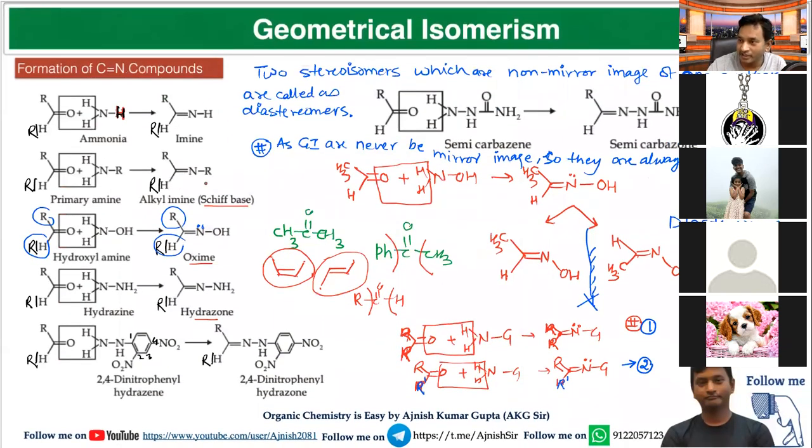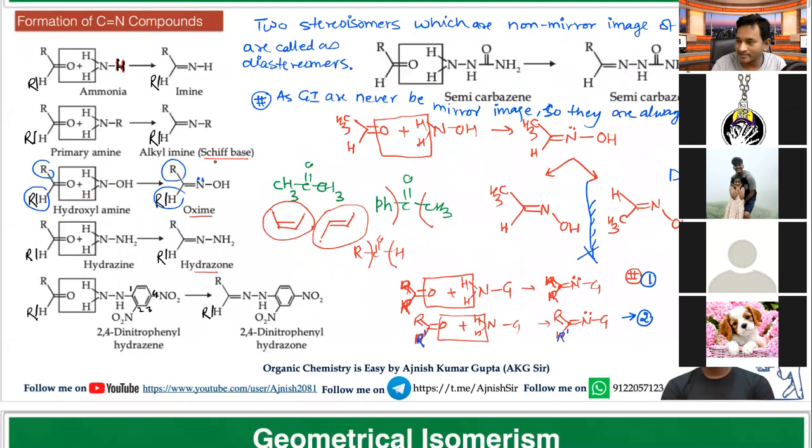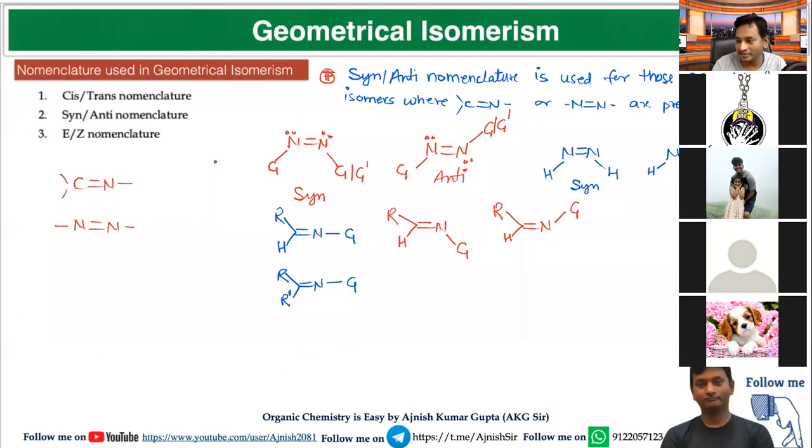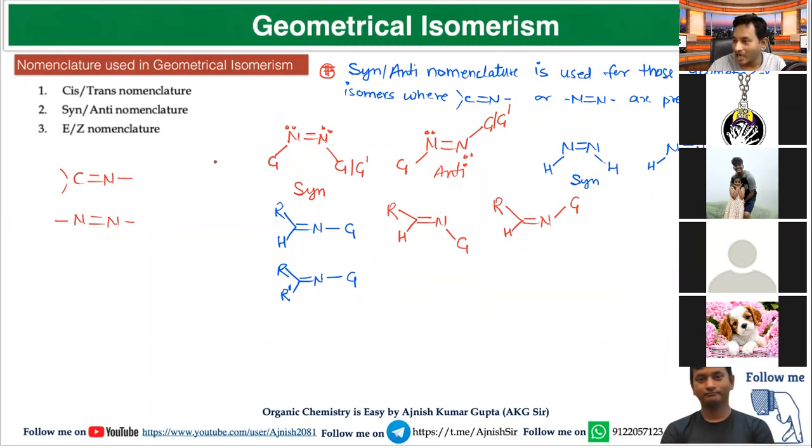It may be R. It may be OH. It may be NH2. It may be this bigger part. These all are considered as Z. G means group. So one possibility is this H and G are on the same side, and another possibility is this H and G are on the opposite side.